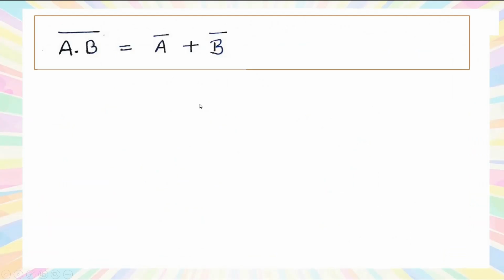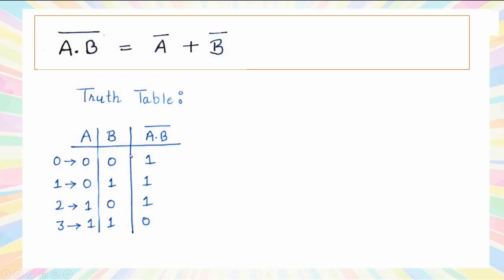Friends, before digging into the solution, let us see what is De Morgan's Theorem 1. It is (A dot B) bar is equal to A bar plus B bar. It is a very useful theorem, as all of you know. To prove this expression, I will take the help of its truth table. So firstly, I will draw the truth table of (A dot B) bar.